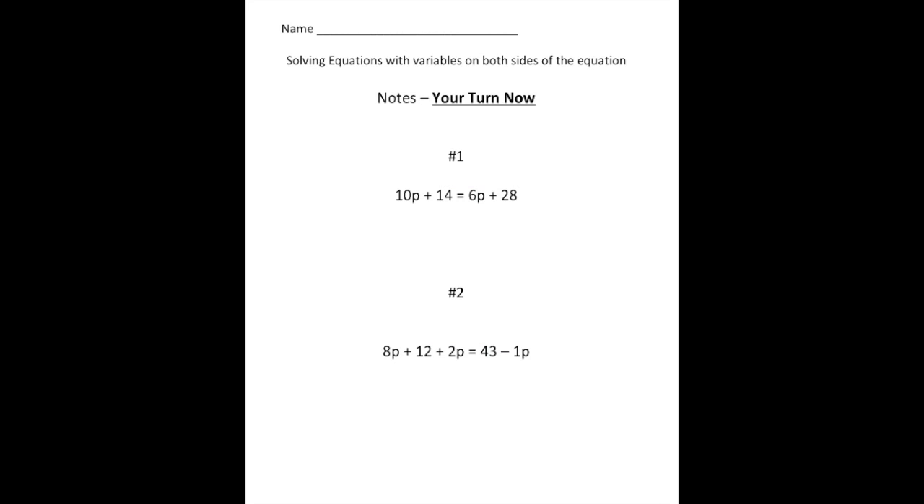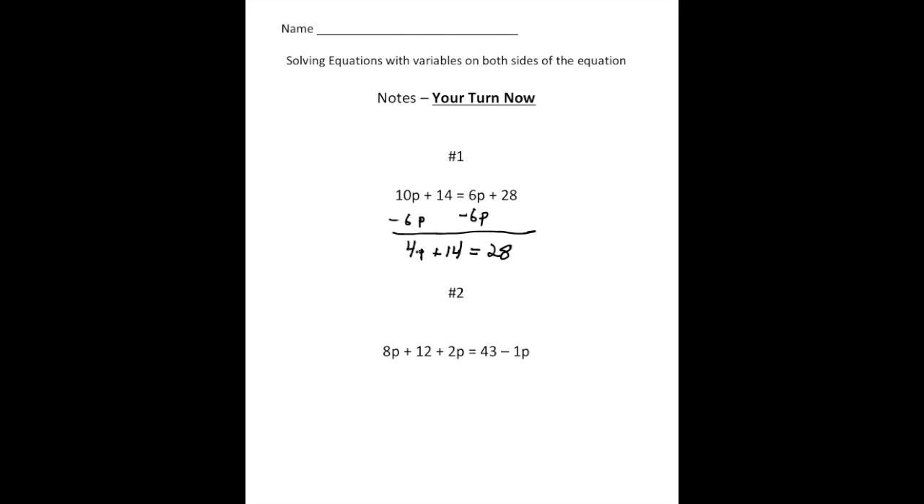All right, welcome back. Let's see how you did with the problems here. All right, so the first one, 10 times p plus 14 equals 6 times p plus 28. So step number one, I can either take away 10p or take away 6p. I'm going to actually take away 6p from both sides. So now we have 4 times p plus 14 equals 28.